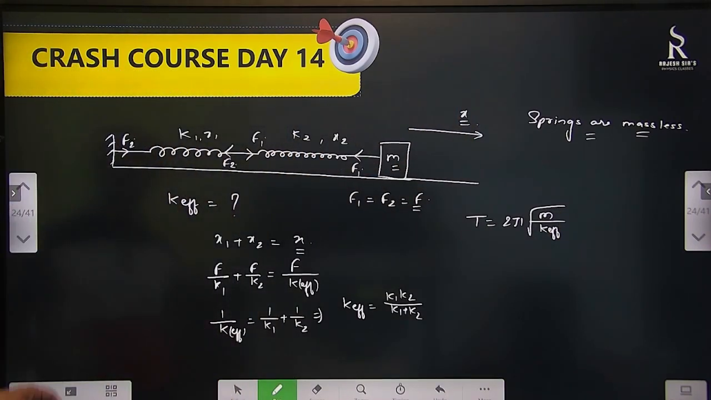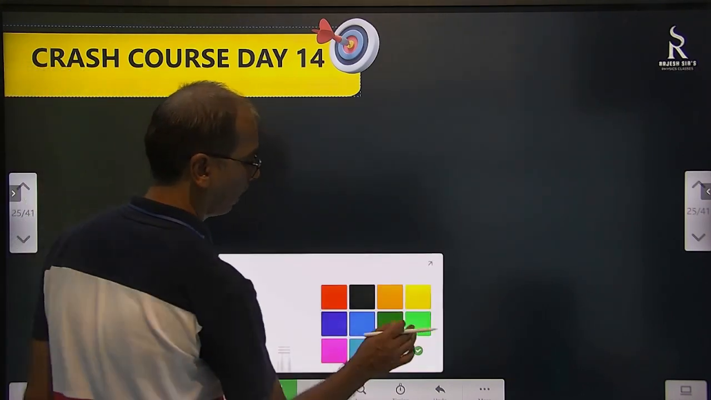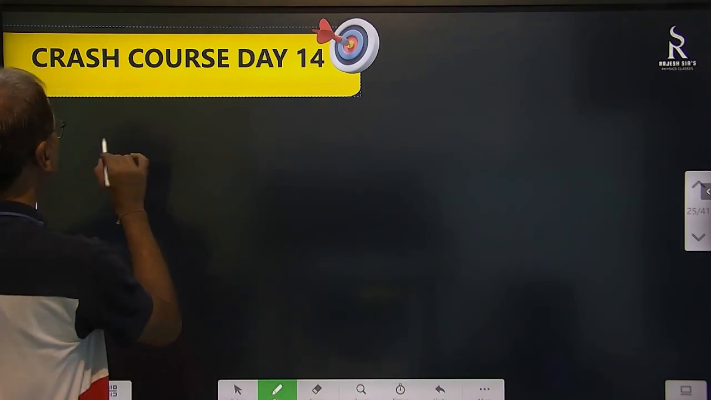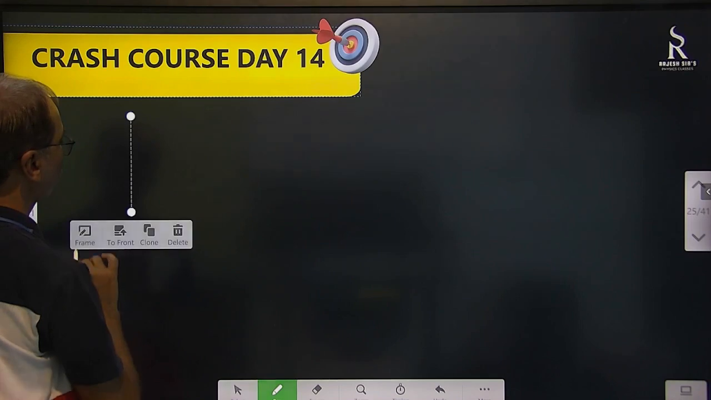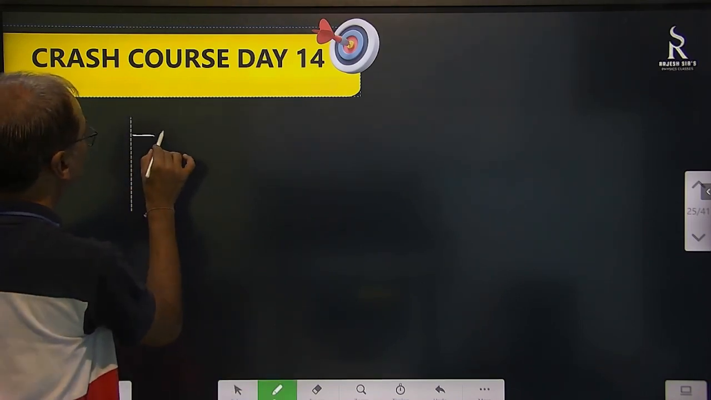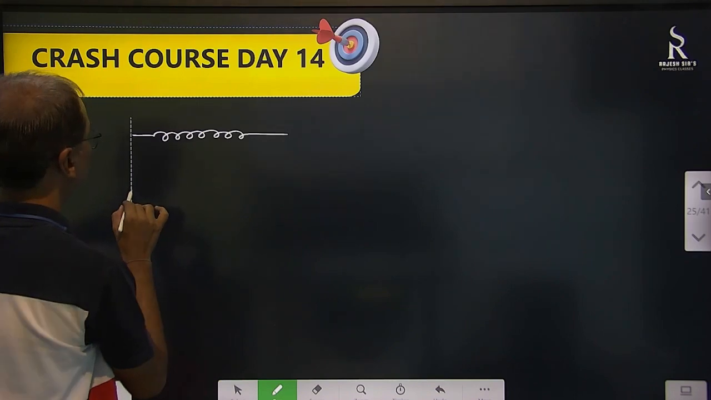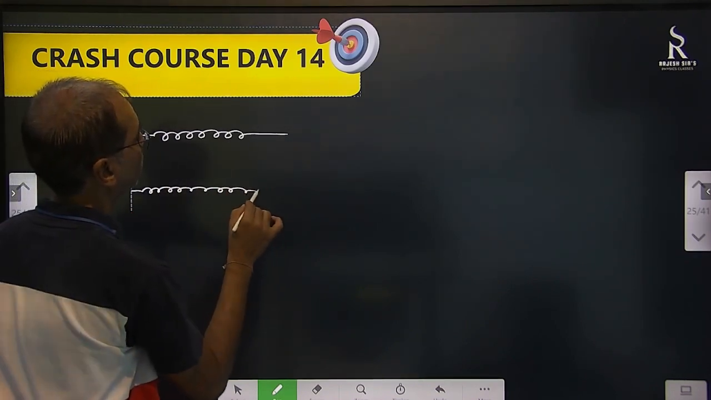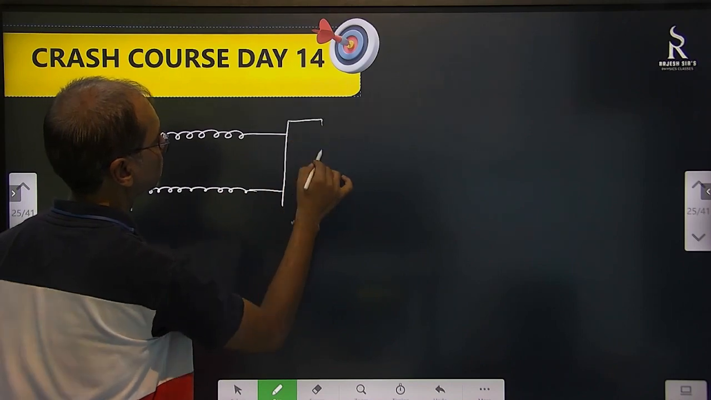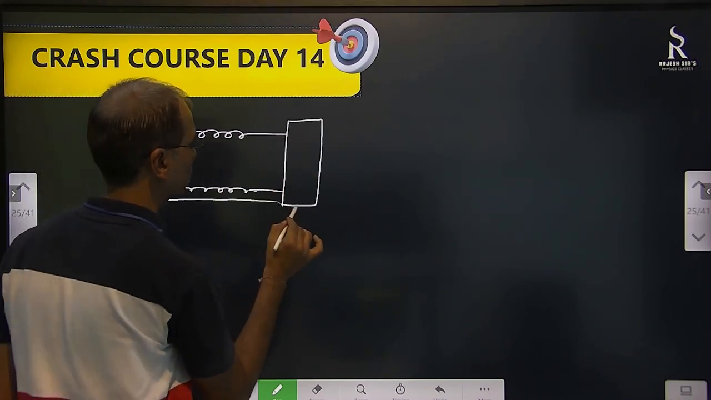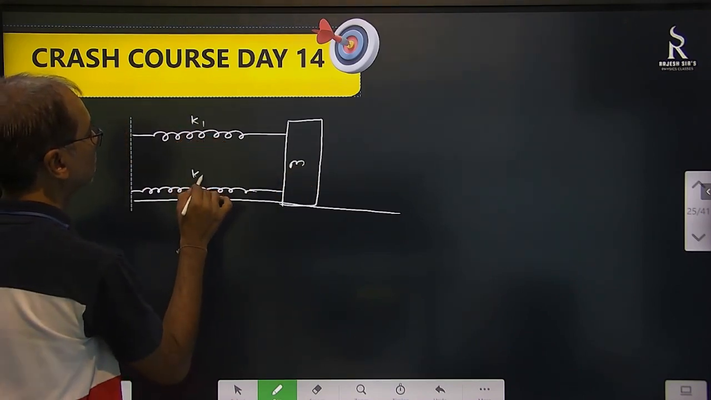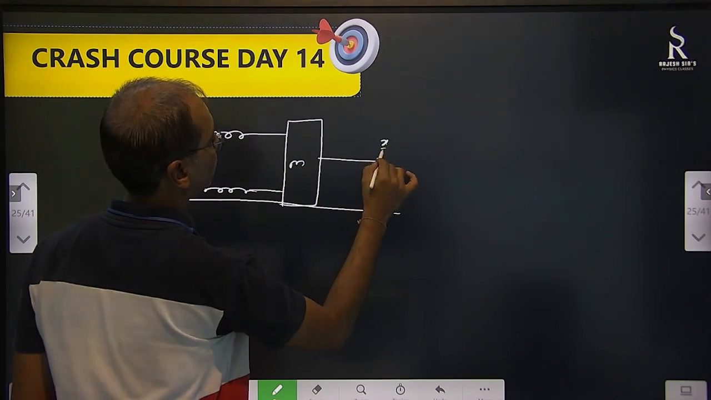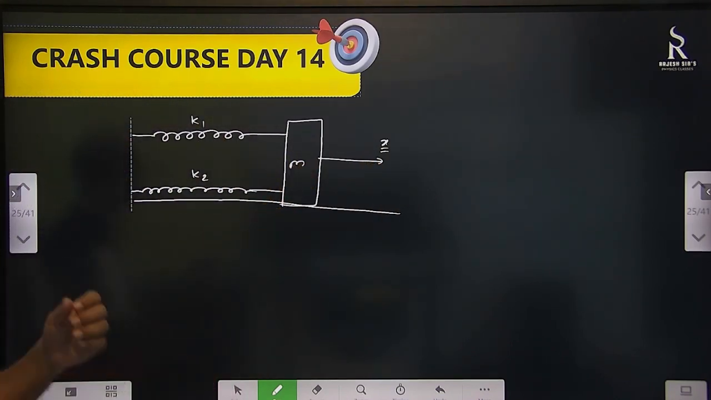Parallel connection. In parallel connection, we'll fix it. Okay, two springs, one, another one, and here we are keeping the mass, and this is the table. So this is M, this is k1, this is k2. Now I am going to stretch it by x. What will happen? This will also stretch by x, this will also stretch by x. Both will stretch by the same amount x.